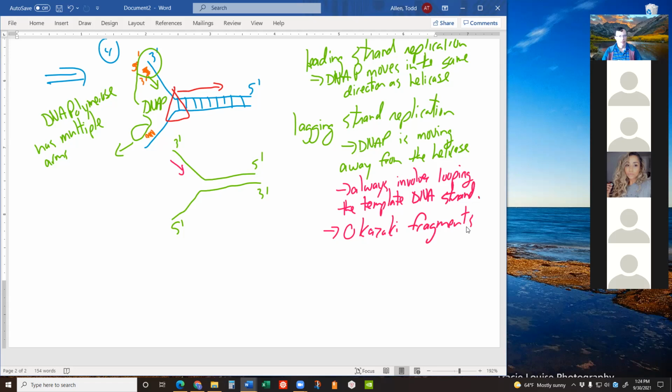All right. So we need to wrap this up so we can move on to the next topic. But I will point to figure 8.6. Figure 8.6 shows the process of DNA replication taking place along the circular chromosome.